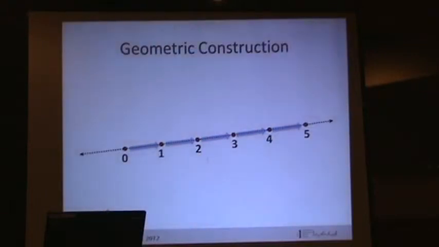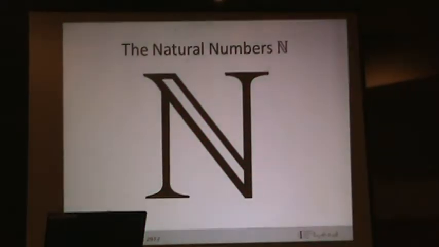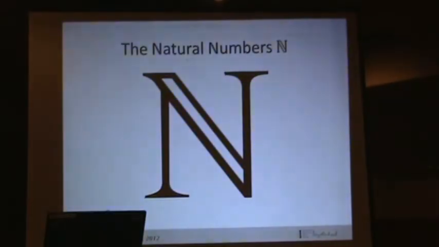The natural numbers are closed under addition. If we add any two natural numbers, we get a natural number. If we multiply any two natural numbers, we get a natural number. We have an additive identity element. We can add 0 and we get the same number. We have the multiplicative identity element, 1. We can multiply and get the same number. But they're not closed under subtraction, and they're not closed under division.